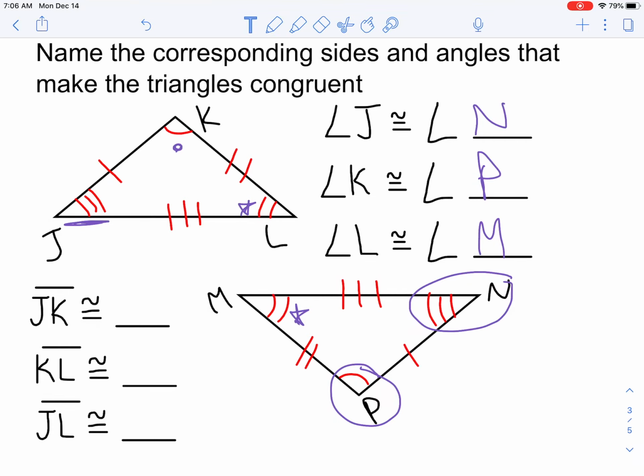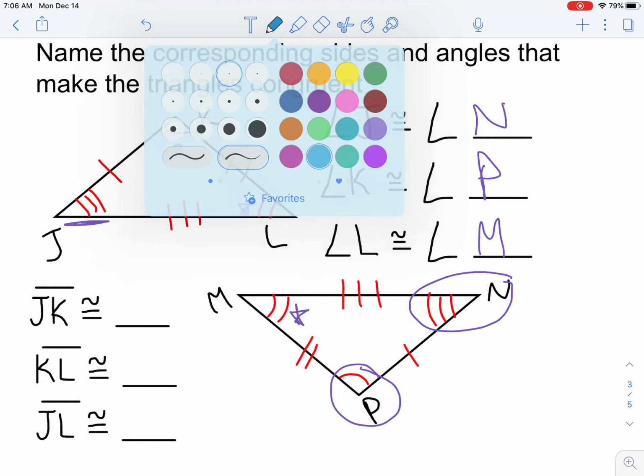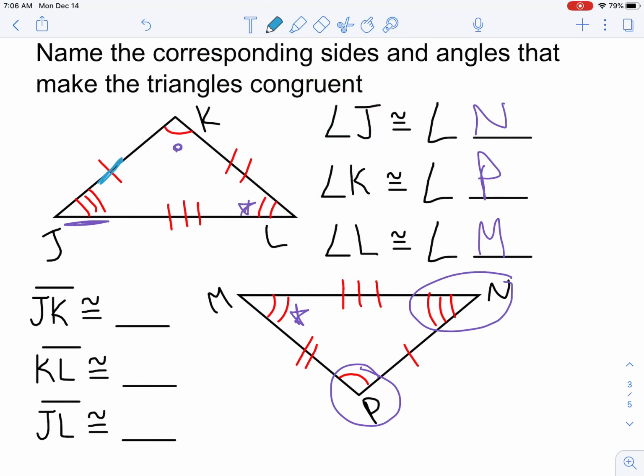Okay, and then same thing with sides. I just look for the number of hash marks. So JK has 1 hash mark, so the side over here that has 1 hash mark would be PN. Now remember with sides, they can be switched around, so NP would also be acceptable. KL has 2 hash marks here, so my side that has 2 hash marks over here would be MP or PM. And then JL has 3 hash marks, so over here the 3 hash marks belong to MN or NM. So part of your assignment today is just filling in the blank, so which ones match up with which.